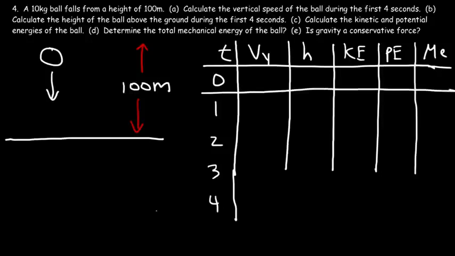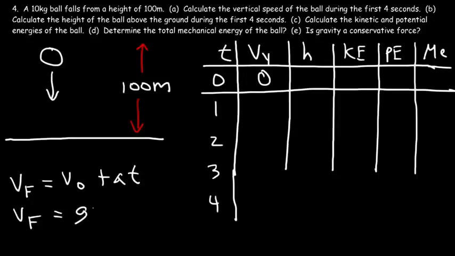So at t equals 0, the vertical speed of the ball is 0 because it's released from rest. Now, based on this equation, V final is equal to V initial plus AT. Now the initial speed we said it's 0. So the final speed in the y direction is the acceleration, which in the y direction is gravitational acceleration times t.